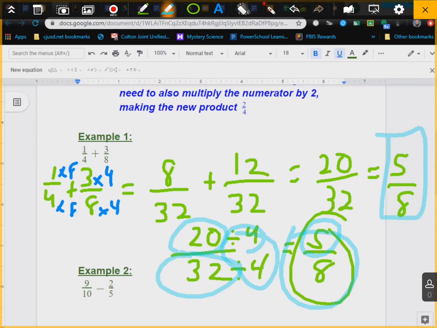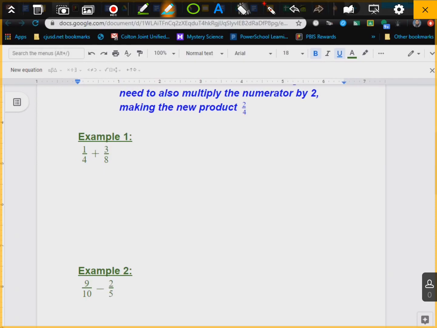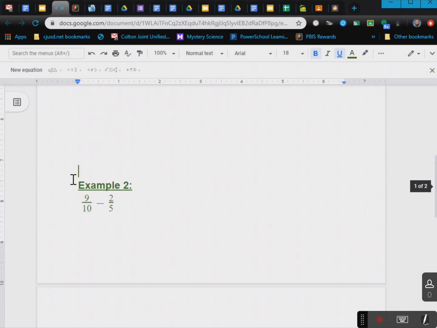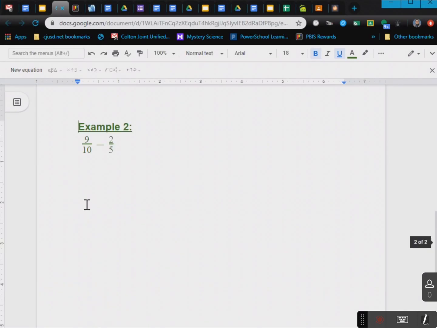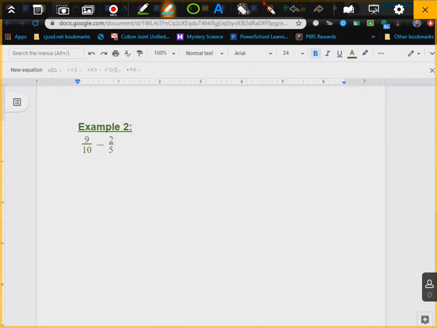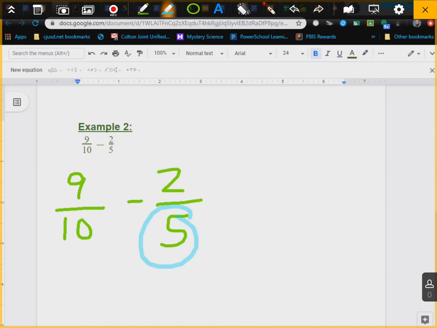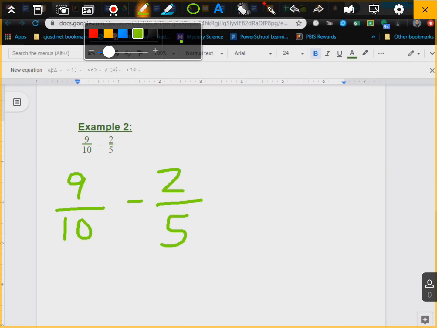All right, let's go ahead and do the second and last example. And this example is 9/10 minus 2/5. I'm going to move it down so we have room to work. Okay, so 9/10 minus 2/5. So the first thing we need to look at is, okay, we can either multiply the denominators to find a common denominator, or we can ask, does 10 go into 5 at all? No, but does 5 go into 10? Absolutely. I know 5 goes into 10 2 times.